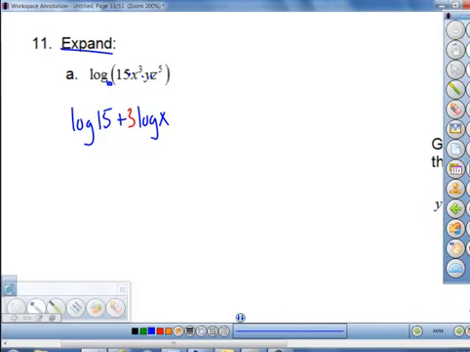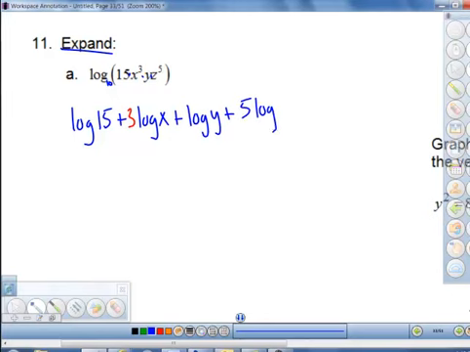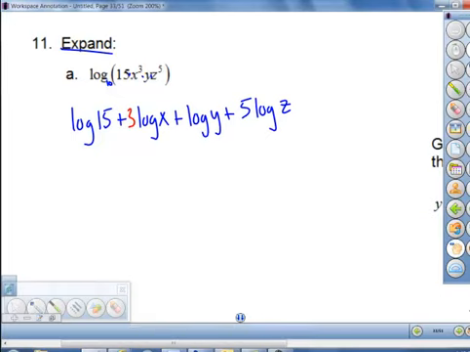All right, now we're going to look at the next since it's multiplication. So that's plus. Now log y, and then plus, see how we have the 5 right here? So that's going to be a 5 log z. Okay? Now that's expanded all the way. You can't go any further. Okay?